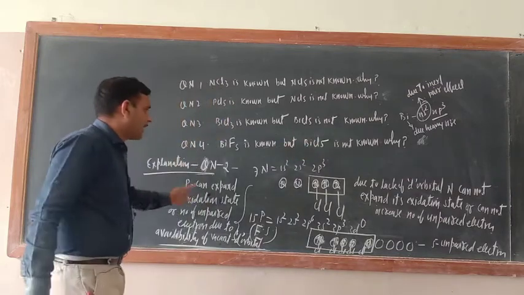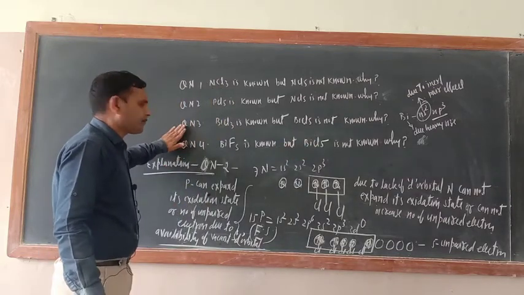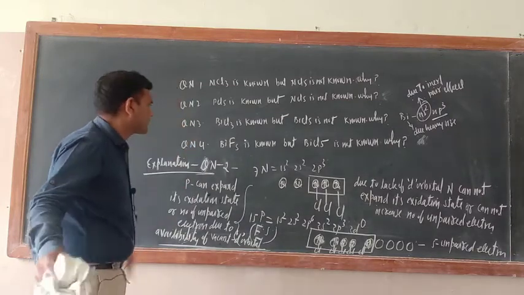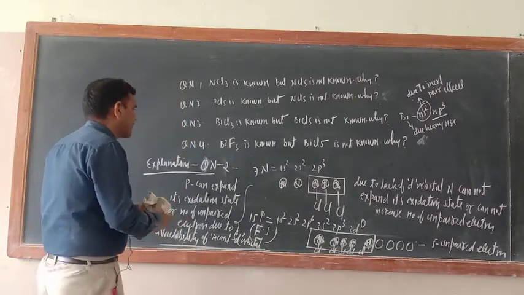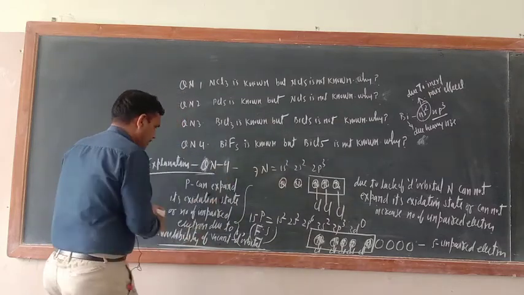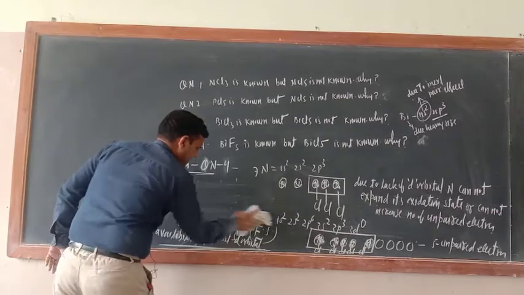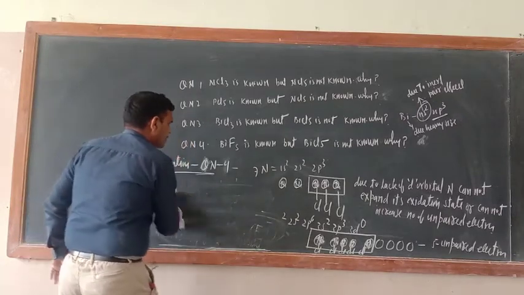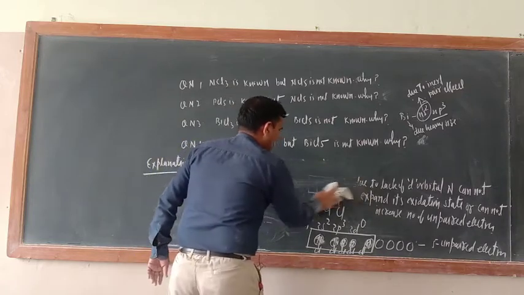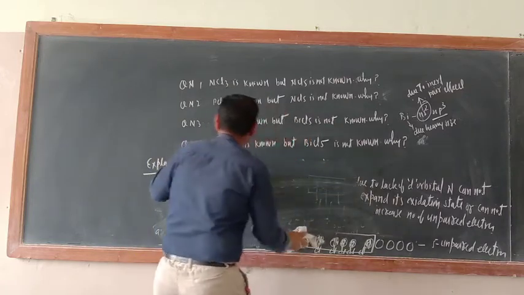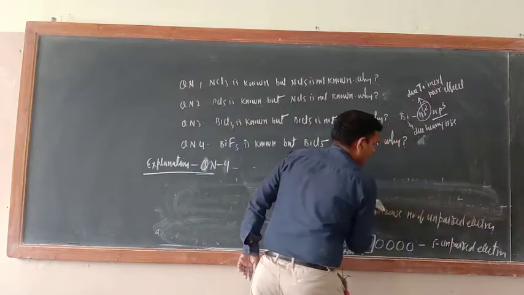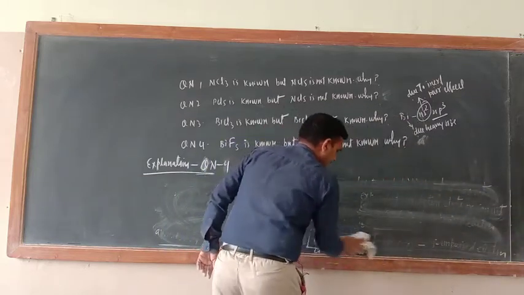Okay, now another very interesting one. So question number 3's explanation is over. Now question number 4 is very interesting. So here write explanation number 4. Now rub this one, just see what is the question. Question is BiF5 is known, but BiCl5 is not known. Now you can't say the inert pair effect. Just see.